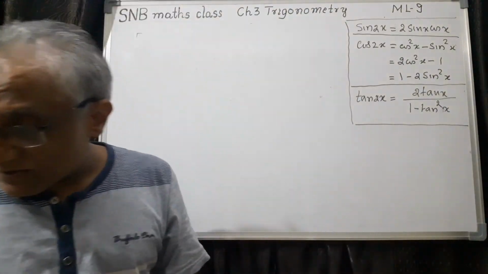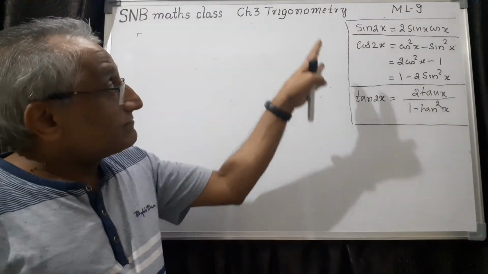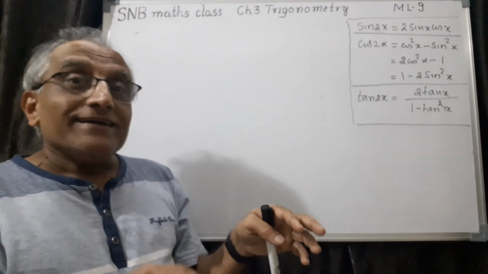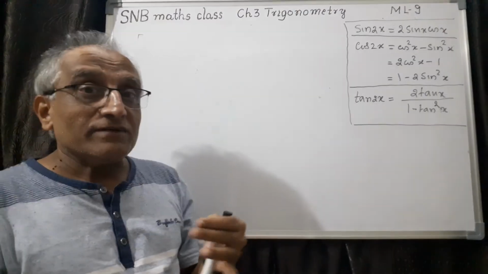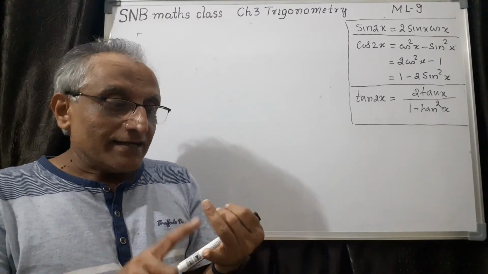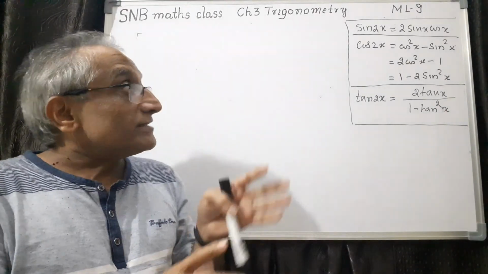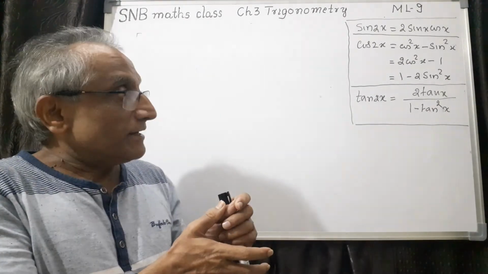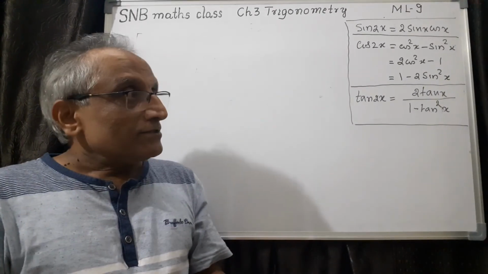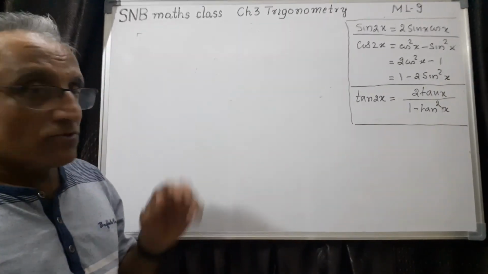So let me conclude here. This is the first multiple angle formula. In the next class, I will take one more multiple angle, that is 3x. Sin 3x, cos 3x and tan 3x we have to do. So that completes multiple angle formula. Then of course we have to proceed. So with this, let me conclude today.